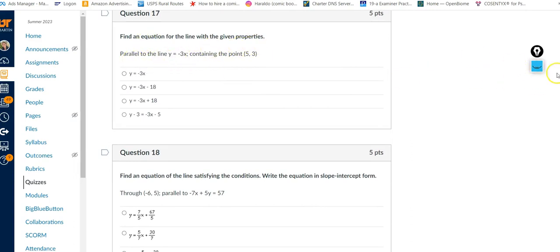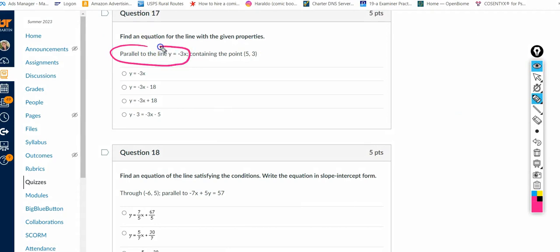now find an equation for the line with the given properties. Okay, let's start with this. Parallel to this line. Now, what do we know about parallel lines? They have the same slope. What is the slope of this line? Well, I do have y by itself on the left-hand side, so all I have to do is look at the number multiplied by x when it's in this form, and so this line has slope equal to -3. And parallel lines have the same slope. So this is what we want for the slope of the line that we're looking for.